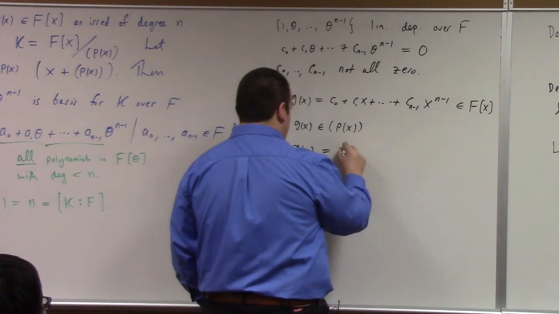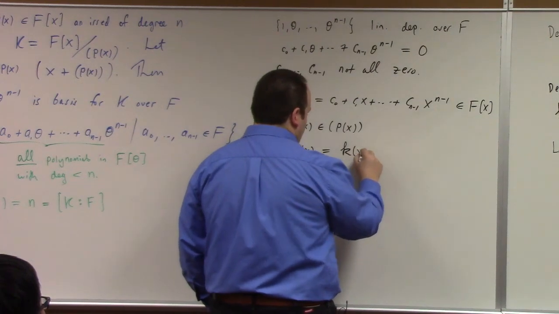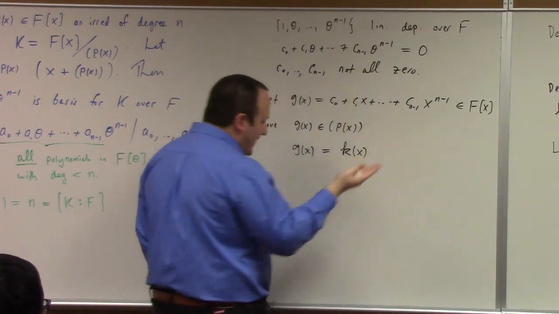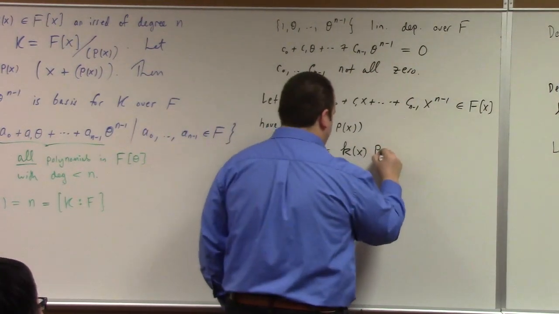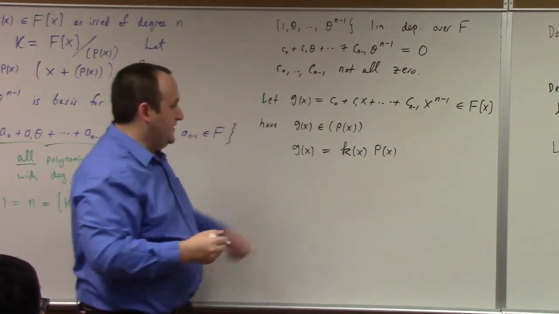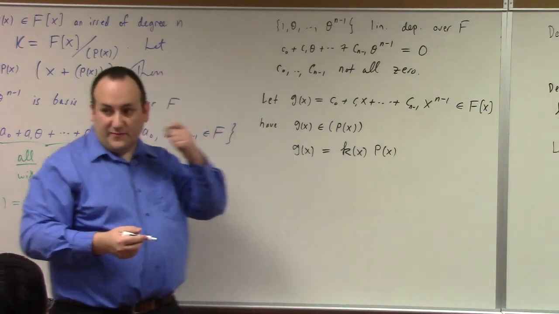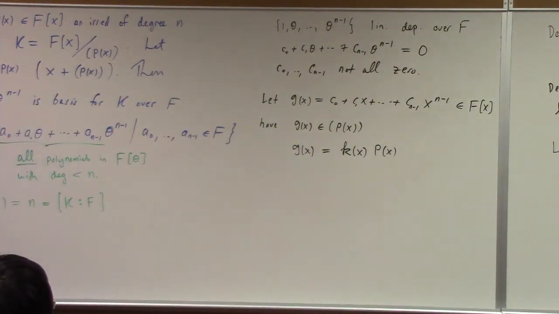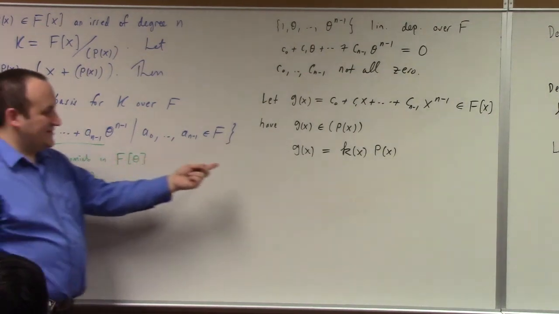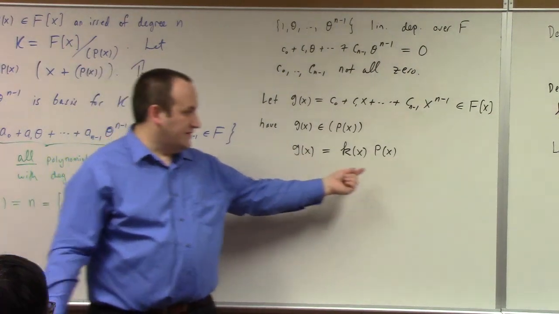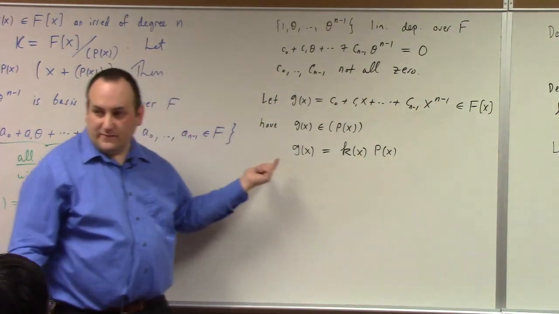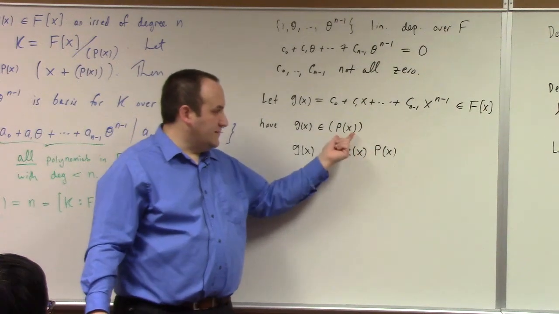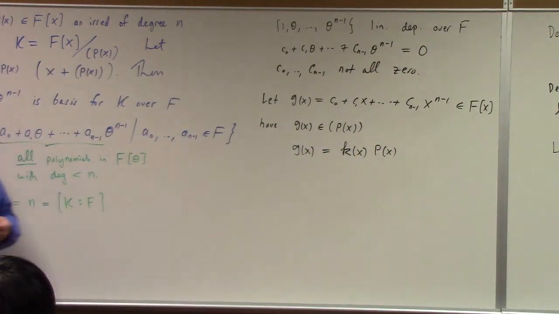g of x is equal to some polynomial, not a constant polynomial, just some polynomial k of x times p of x. This is the set of all polynomial multiples of p of x. And that's impossible because g of x has degree n minus 1, whereas p of x has degree n. There's no way you can get down to degree n minus 1 in an ideal whose smallest degree is n. So that's a contradiction.